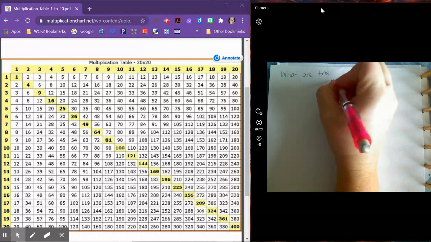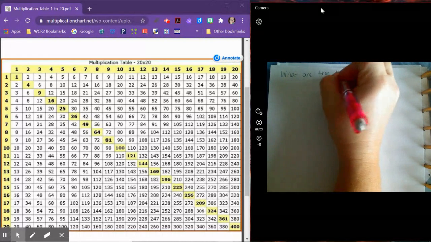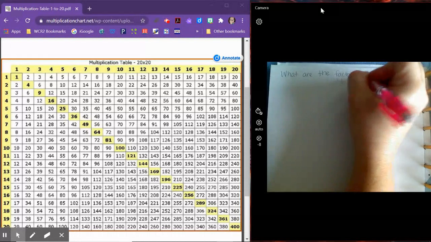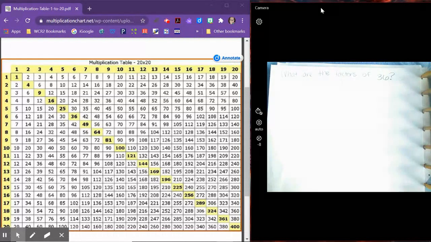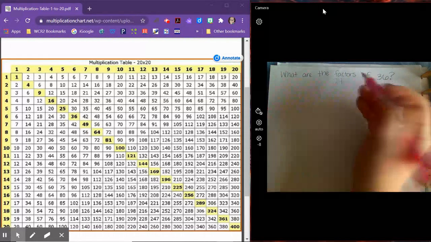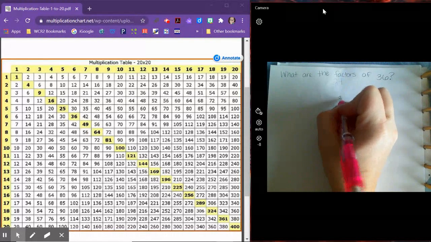Factors. What are the factors of, we're going to do 36 instead. And that's a question. All right. So what are the factors of 36?